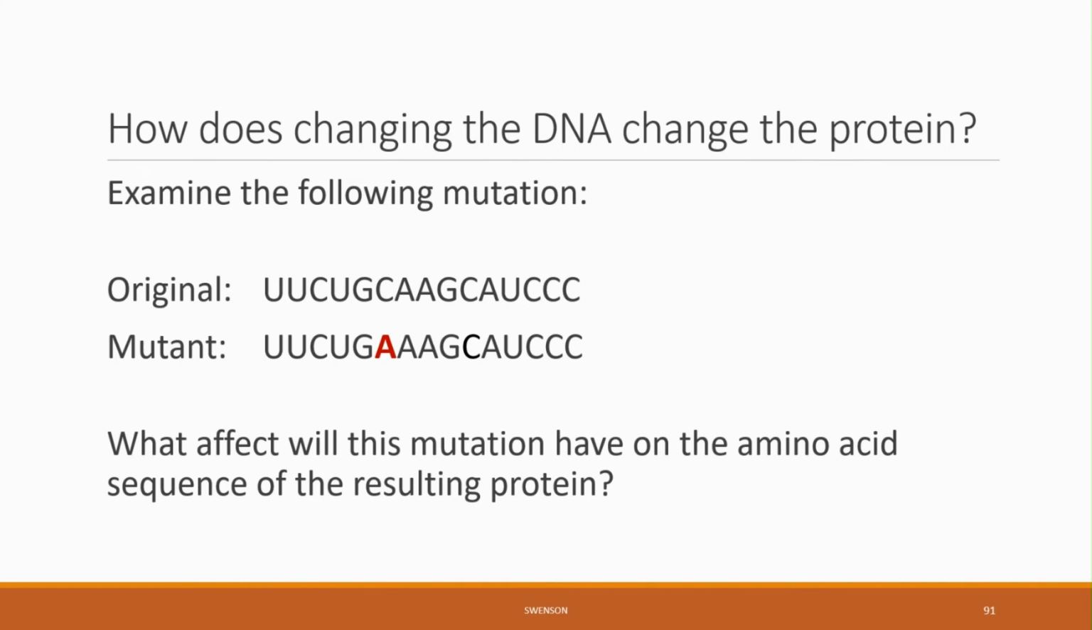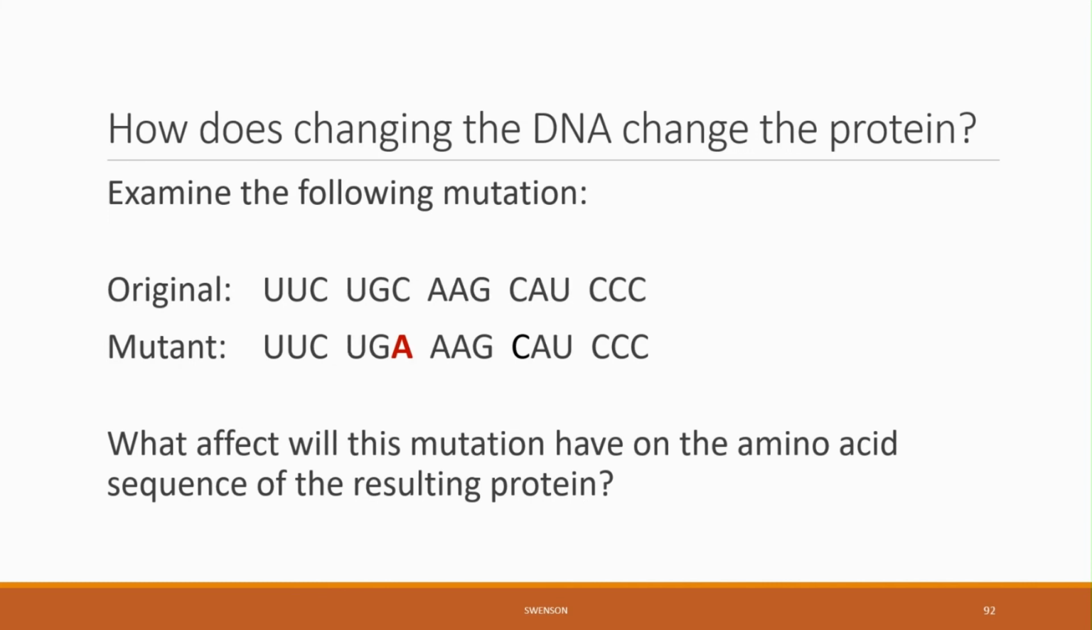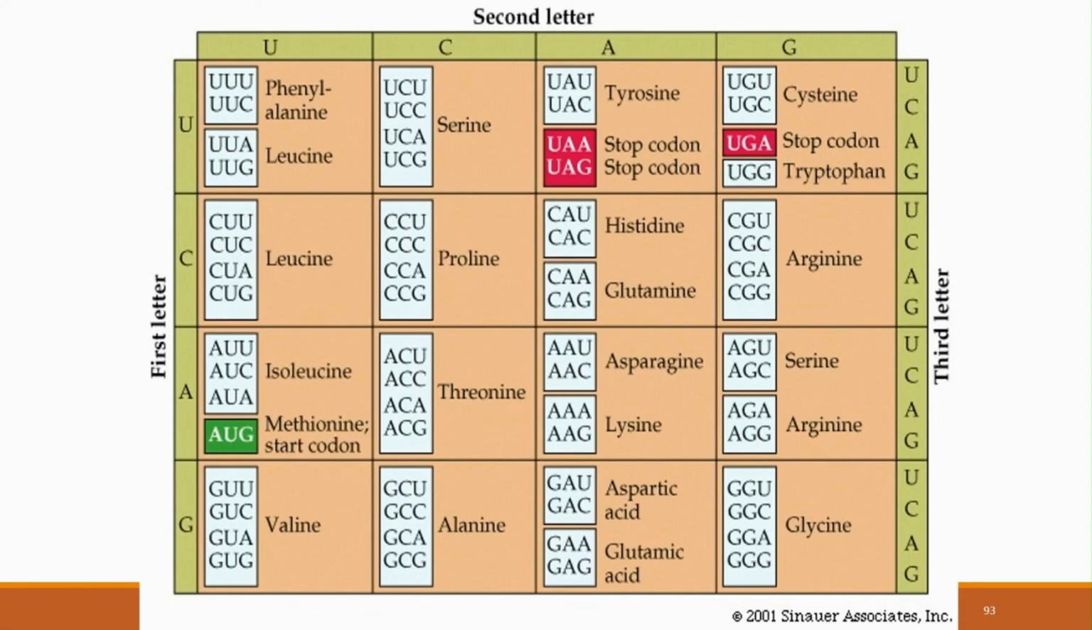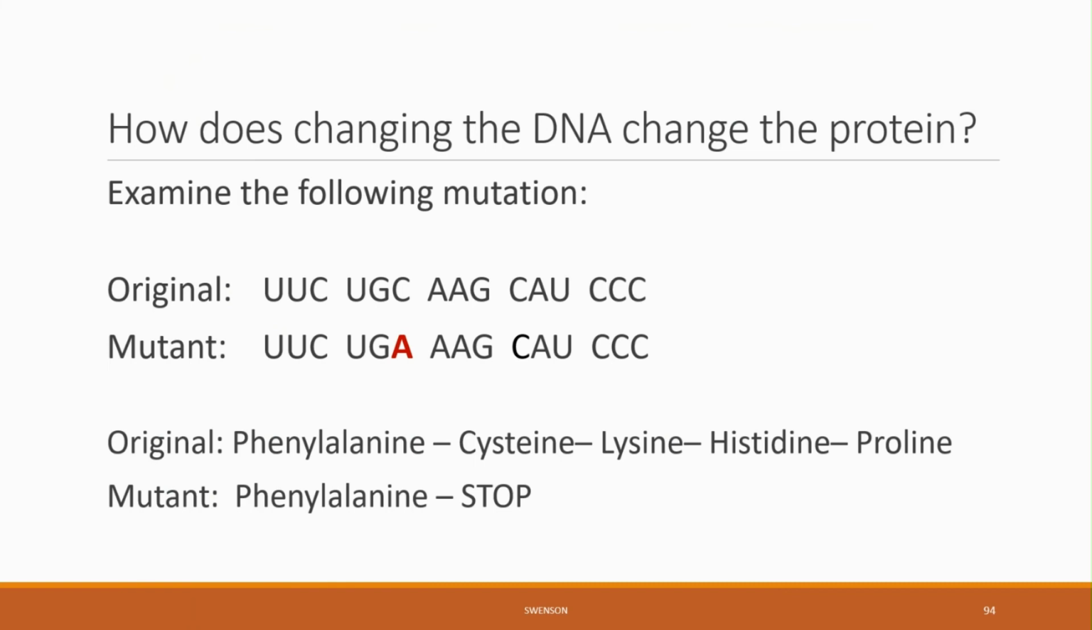Here is another example. Again, we have the original DNA sequence and the mutant sequence. We'll divide it up into the codon structure, and then we want to compare the UGC codon to the UGA codon. So the UGC codon is going to be cysteine, and the UGA codon is going to be a stop codon. So let's write out the protein sequence now, and we see that what we have done is something even more dramatic than a missense.